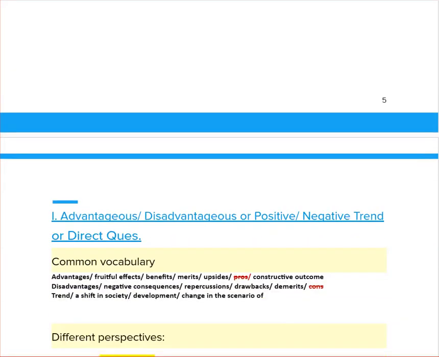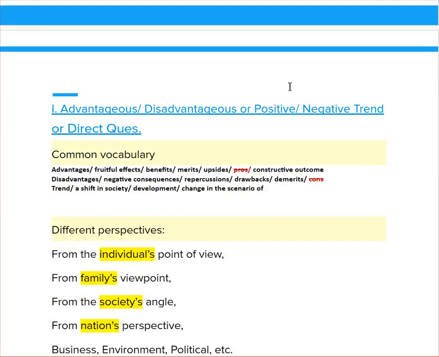Now, the example part is done, and we move to advantages, disadvantages, positive and negative trends, or extractor questions. Common vocabulary on advantages: fruitful effects, benefits, merits, upsides, pros, constructive outcomes. Disadvantages: negative consequences, repercussions, drawbacks, demerits, constraints, a shift in society, development, change in the scenario of.